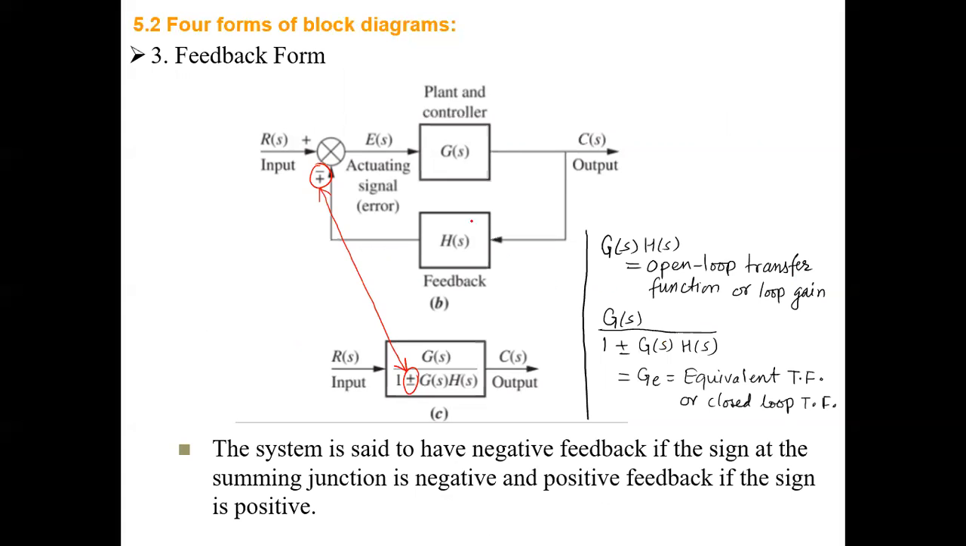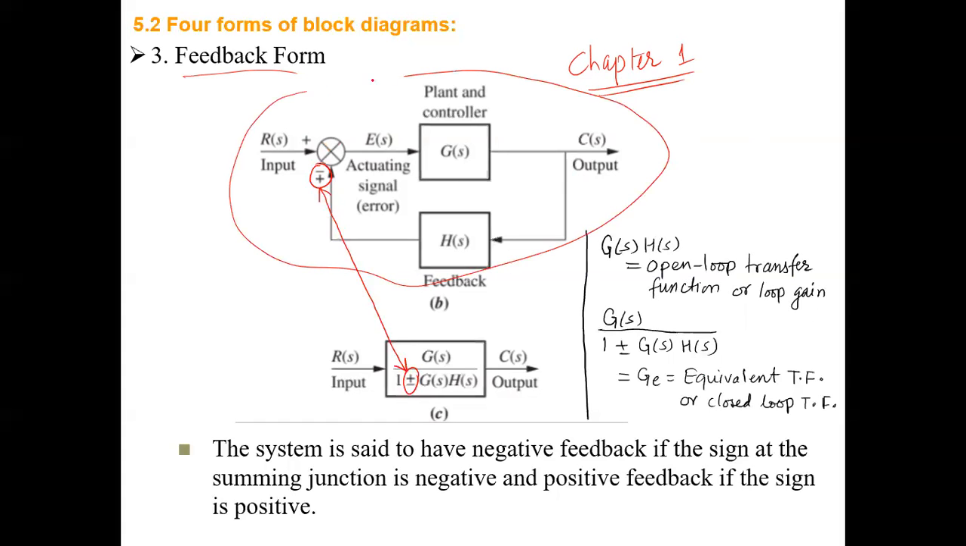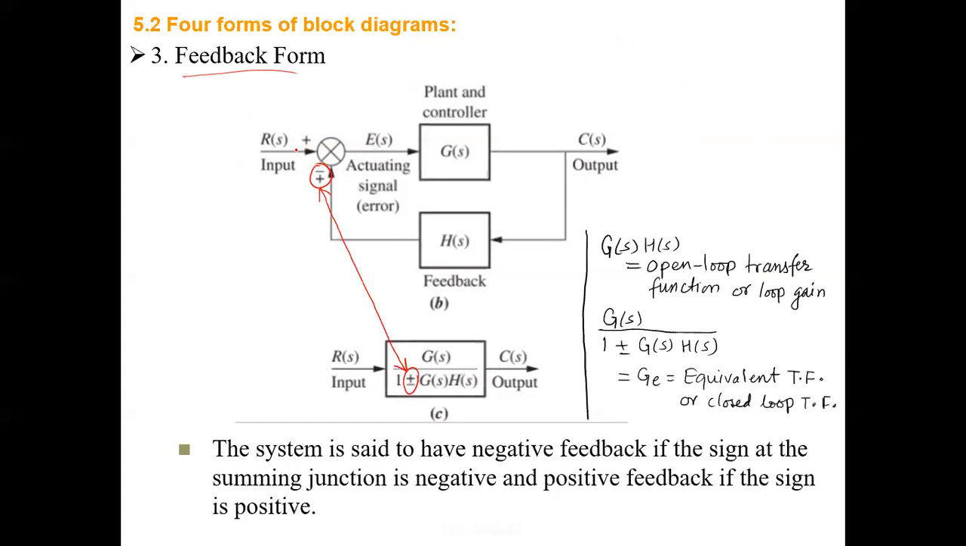Now the next one is the feedback form. So I'll take you back to chapter 1 now. If you remember, we talked about feedback in chapter 1 also. We talked about this kind of circuit there, but I'll refresh it, don't worry. So now you have the input here. This is the summing junction, with plus, and then you get the ES. This is the controller defined by G. Then you get the output, and the output is connected to the input again.